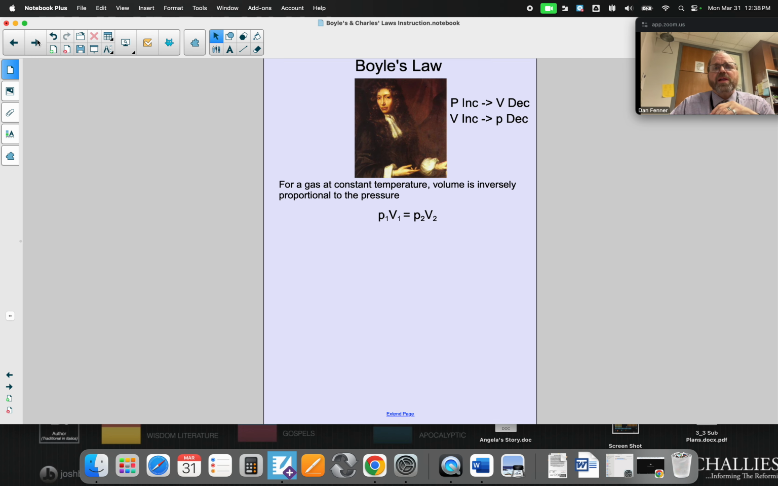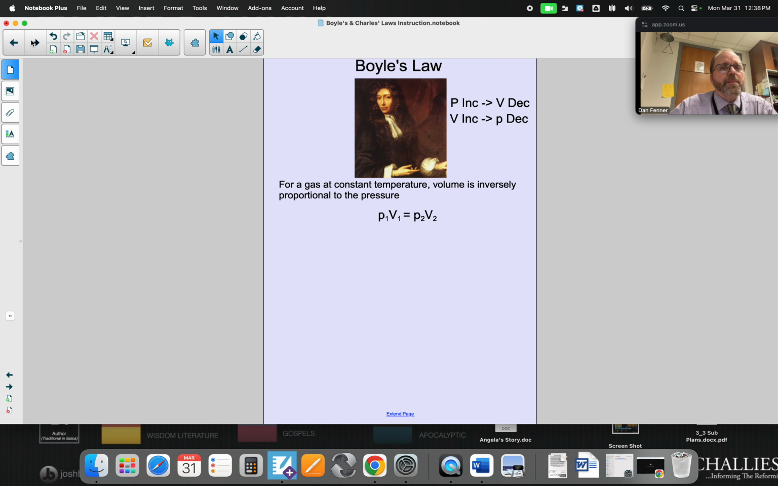All right, so let's go to the gas laws. The first one, Boyle's law. Boyle's law says for a gas at constant temperature, so the temperature is not changing. A way to keep this straight in your head: Boyle's law never boils. It has nothing to do with temperature. The volumes are inversely proportional. What that means is one goes up, the other goes down. So pressure increases, volume decreases. Volume increases, pressure decreases. The expression we're going to use is P1 V1 equals P2 V2.